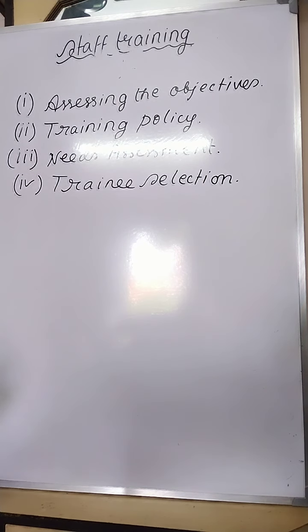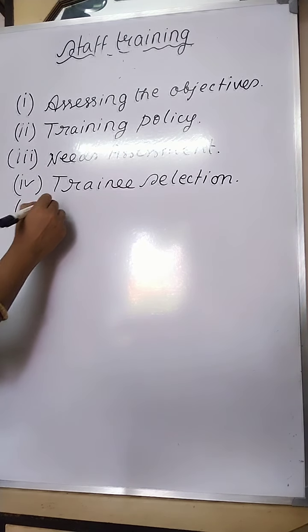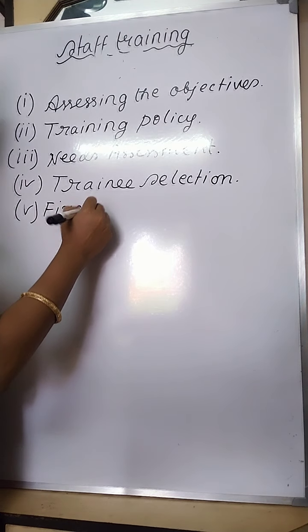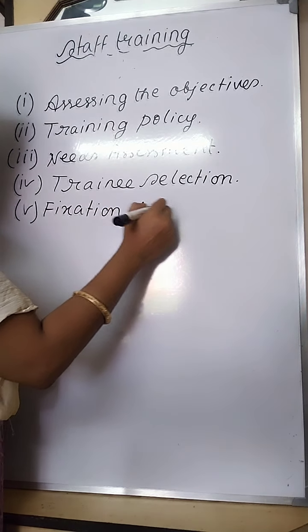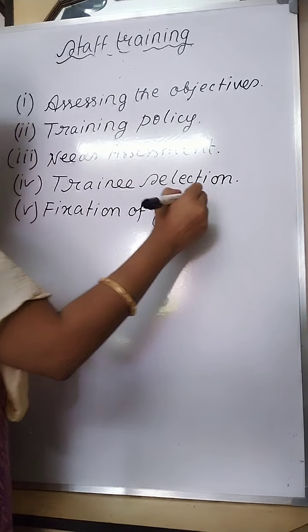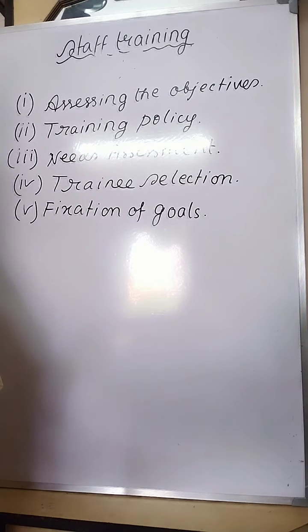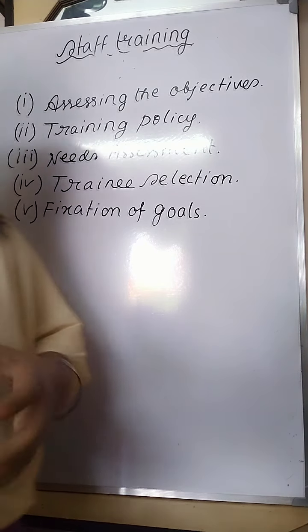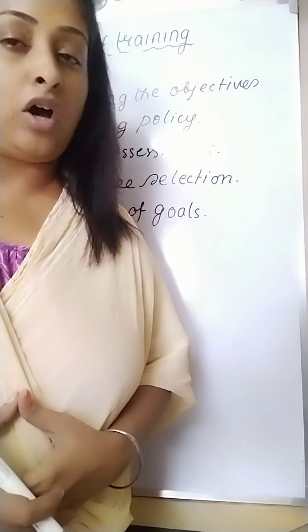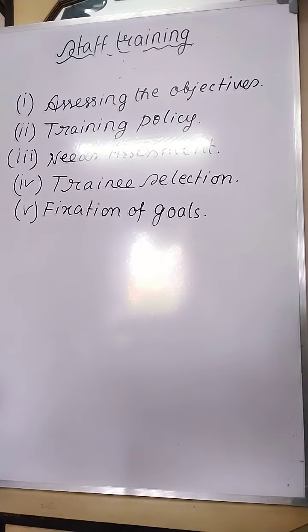Next is fixation of goals. What does this mean? Training goals should ensure that the assessed needs will be served. The entire training program is designed to achieve certain goals. All training activities should be related to the specific needs of the employer and to achieve the goals of the organization. So, next point number 6 is preparing the trainers.